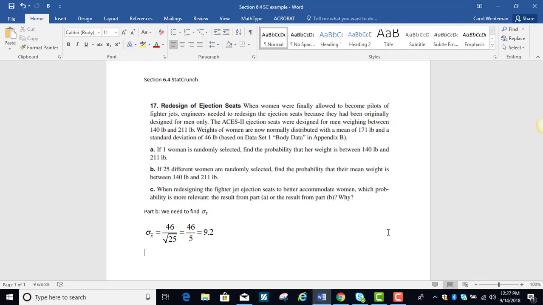So when we're talking about the seats, we're talking about a single woman. So we actually want to use the probability from part A because only one woman goes into the seat at a time, not the mean of the women.